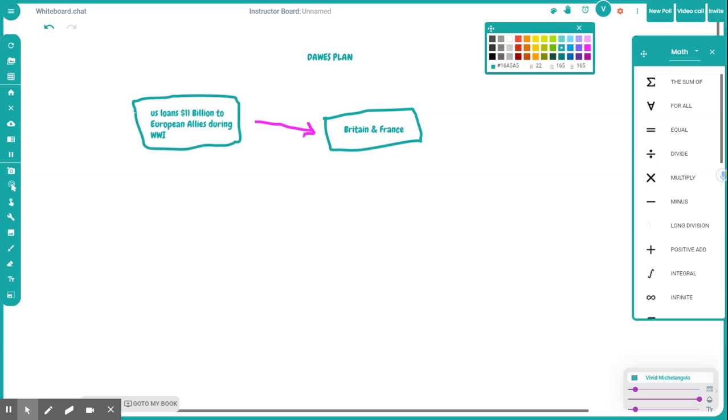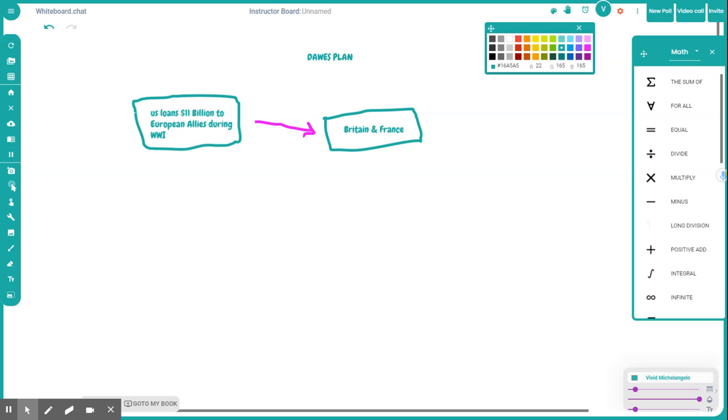Our president, Calvin Coolidge at the time, and our economic advisors, our Secretary of the Treasury, for example, Andrew Mellon, say no, they are not going to forgive the debt. Instead, they require Britain and France to pay that debt.